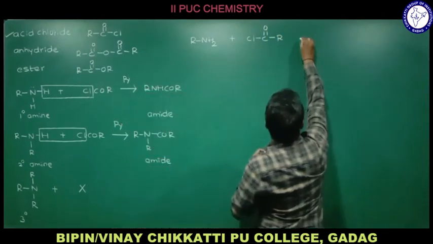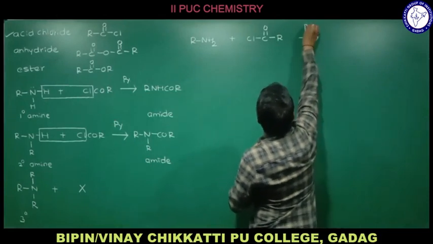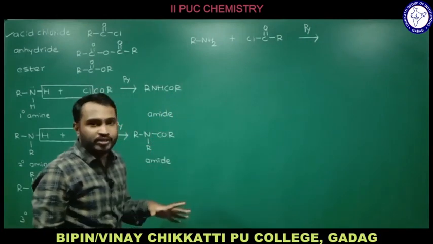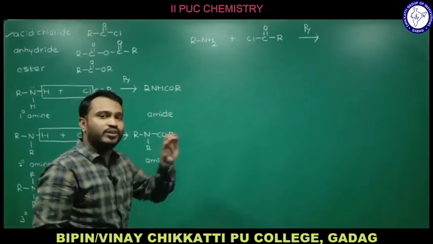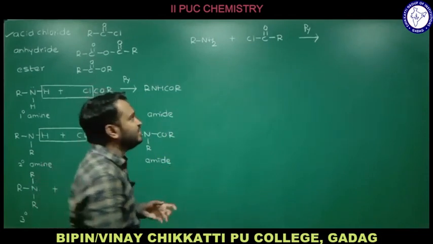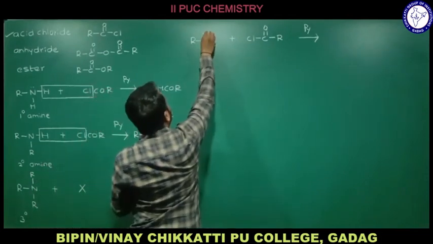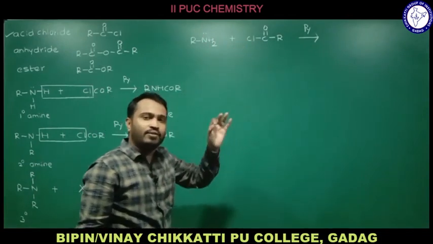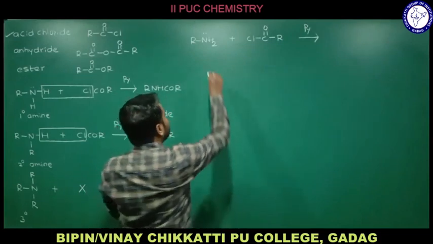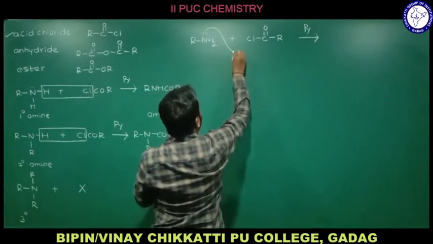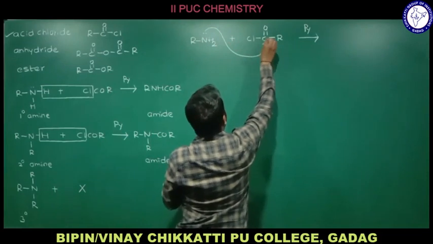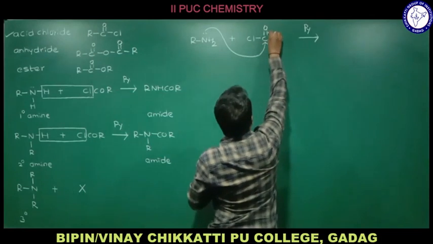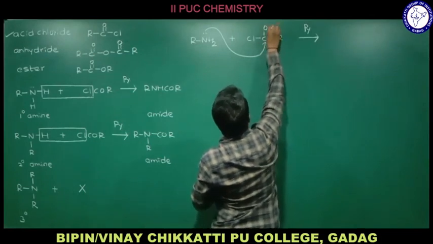What happens when these two react in the presence of a base like pyridine, and a nucleophilic substitution reaction takes place? Between these two, which one is the nucleophile, which one is the electron rich species? This primary amine is the electron rich species, it has a lone pair of electrons, and here we have a carbonyl carbon which is electron deficient. So this electron rich nucleophile is going to attack the electron deficient carbonyl, and due to that the pi electrons present between carbon double bond oxygen are going to shift over here.